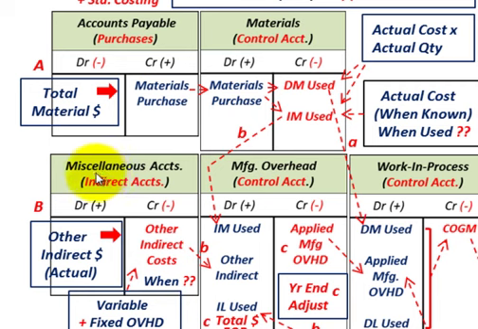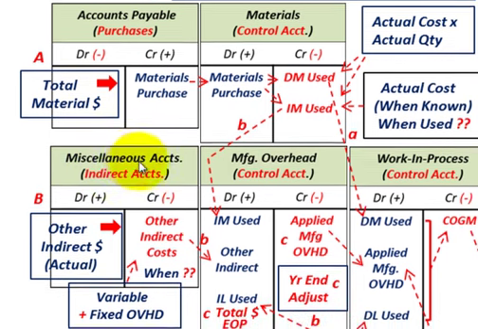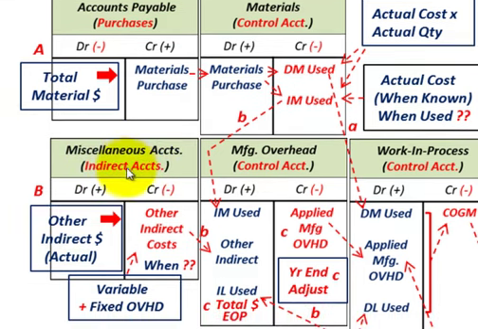And then moving down to our indirect costs, we're going to have miscellaneous accounts, and we're going to gather indirect costs. It could be depreciation, it could be support from particular labs and so forth for the product, but you're going to have to determine all those indirect costs. They could be separated between variable and fixed overhead, but nonetheless, they're lumped together here, shown as other indirect costs.